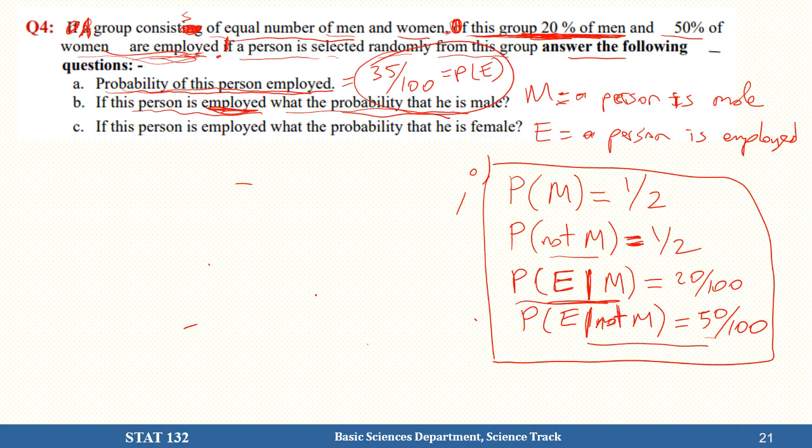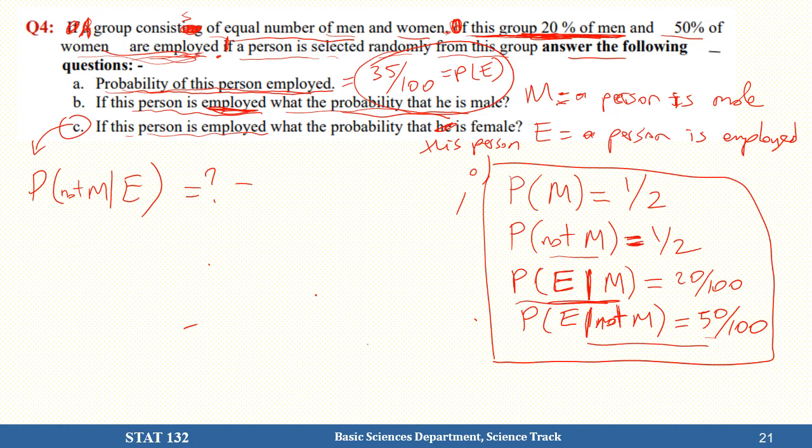So it's better we say this person here. Now let's write it. It's a conditional probability again, so we are doing C now. We know this person is employed, and it's asking what's the probability that this person is female, so it means not male. Okay. Now the question is this: how can we find this one?